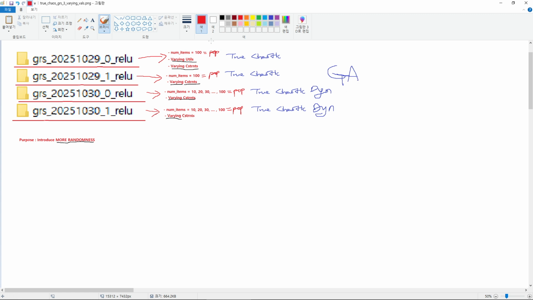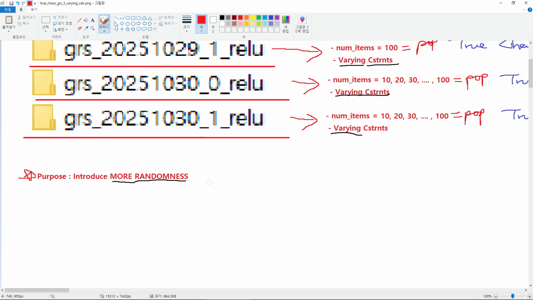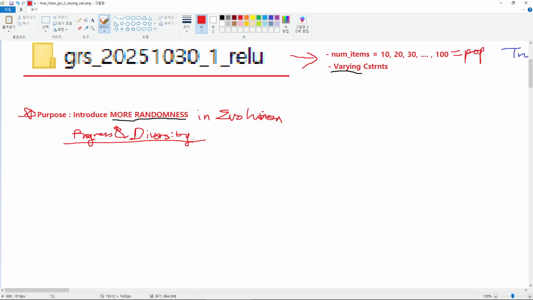Again, the purpose is to introduce more randomness in evolution, so as to encourage progress and a certain degree of diversity. And let's see what happened.